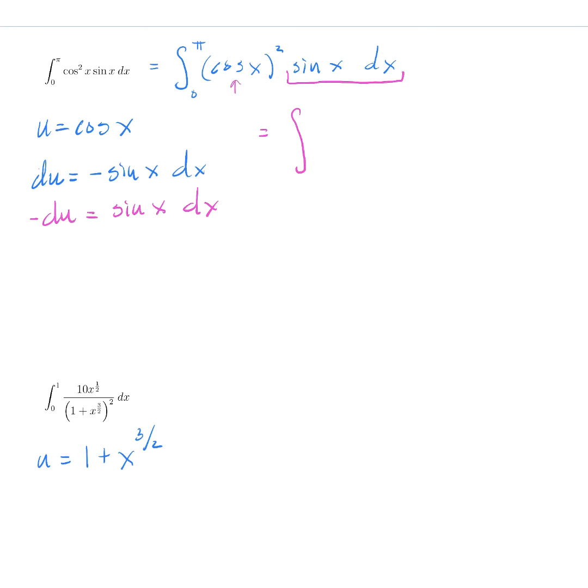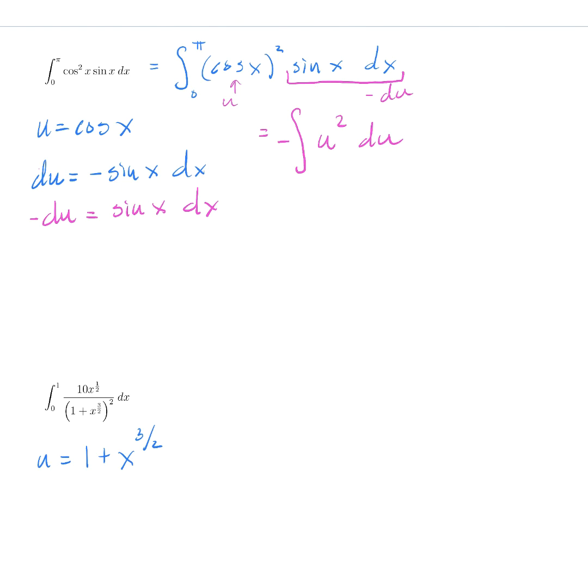Cosine is being played by u. Here we decided this was a negative du. And again, the negative can come out in front just like the 1/4 and the 2 did above. It's just a constant -1 being multiplied. The cosine of x squared is u squared, and sine of x dx is du.